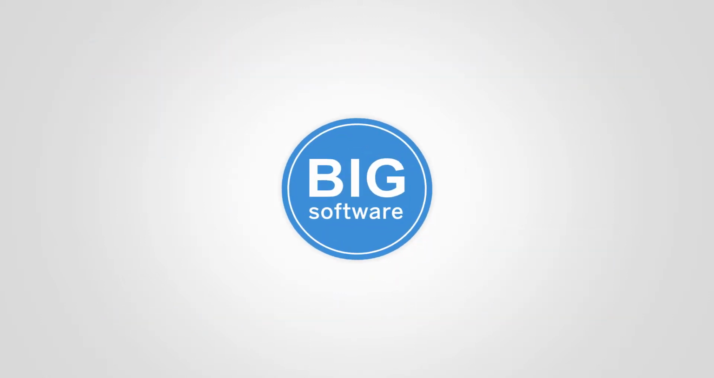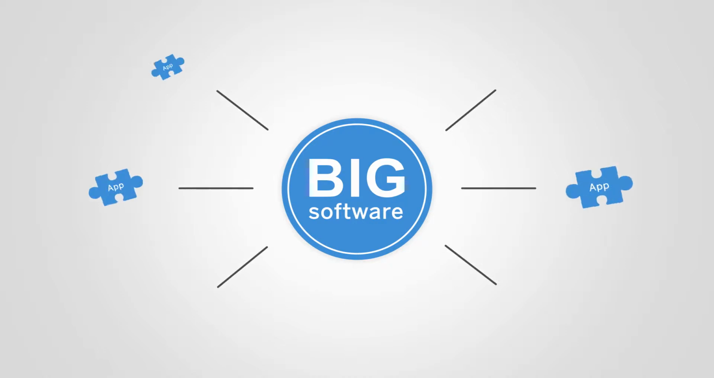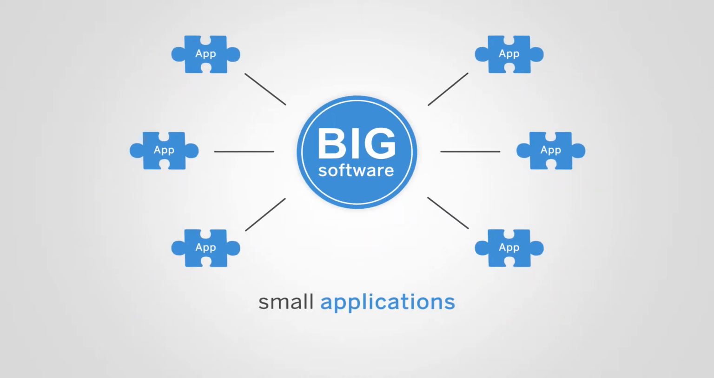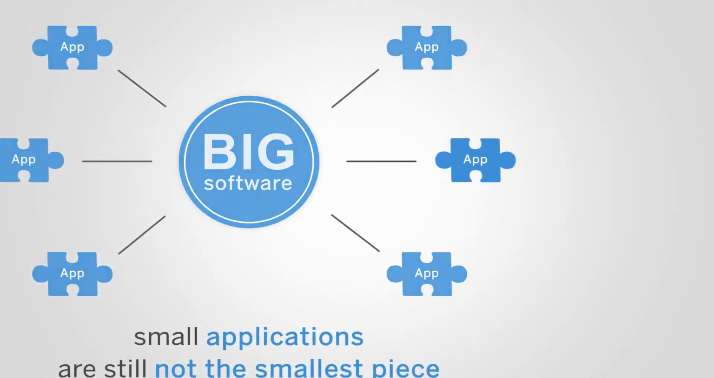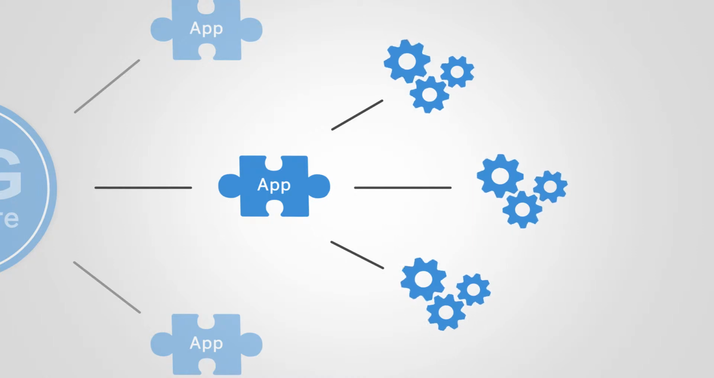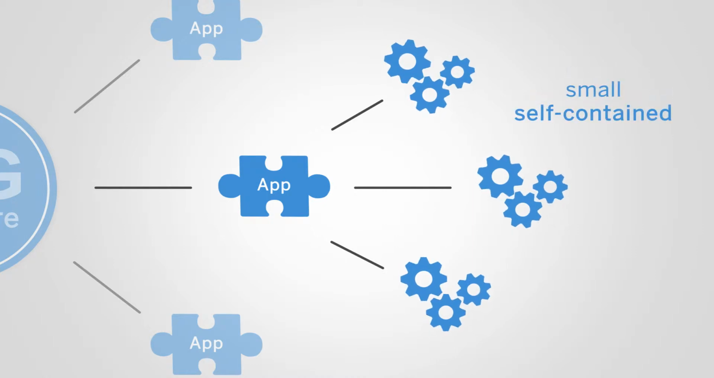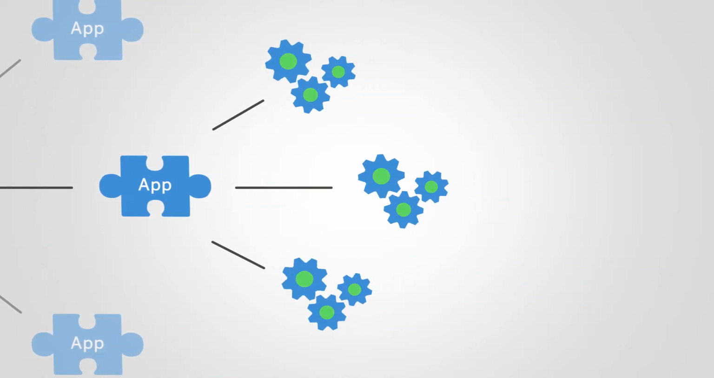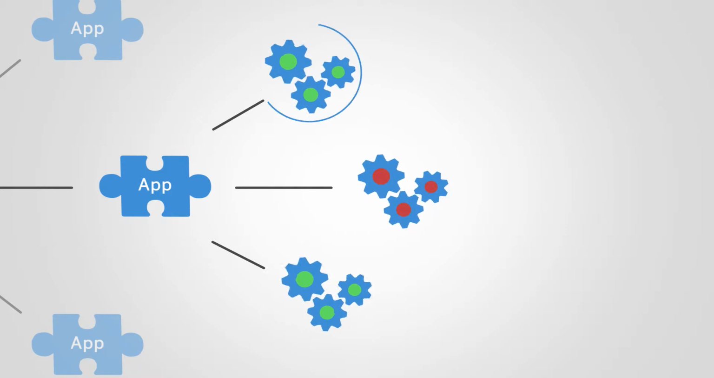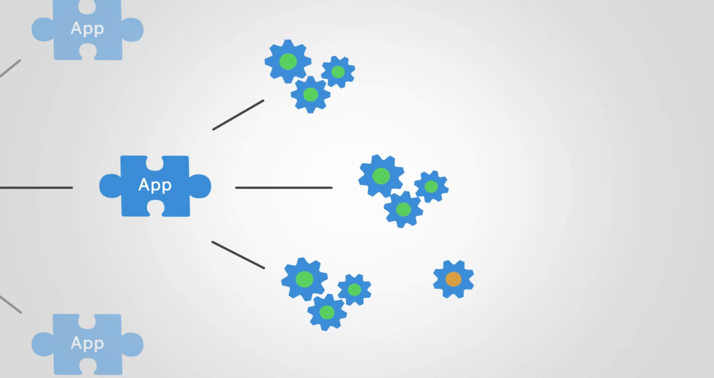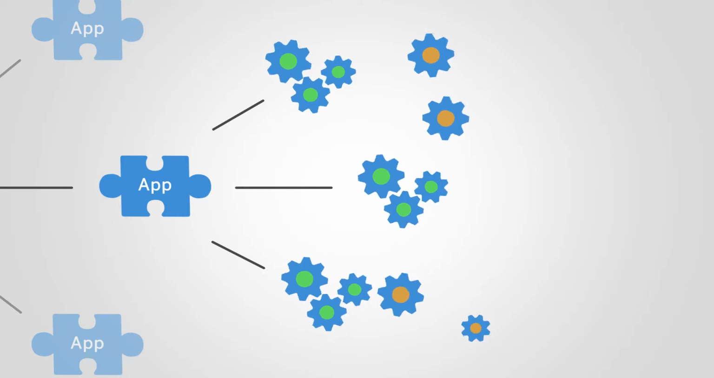In the new DevOps world, business processes are broken down to more granular pieces, consisting of many small applications. But these small applications are still not the smallest piece. DevOps teams break each application into even smaller chunks, called microservices. Microservices are small, self-contained program modules that are designed to not be dependent on each other. If one microservice fails in a production system, the others can still operate, and only one small part of the larger business process needs to be restarted or replaced. With microservices, it is easy to implement new features even in a production environment.